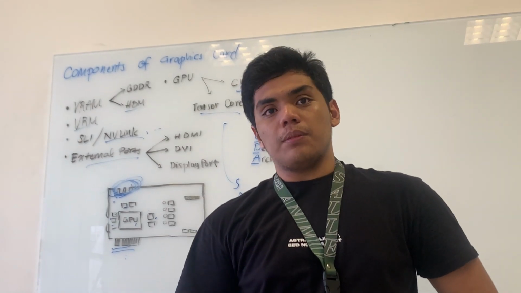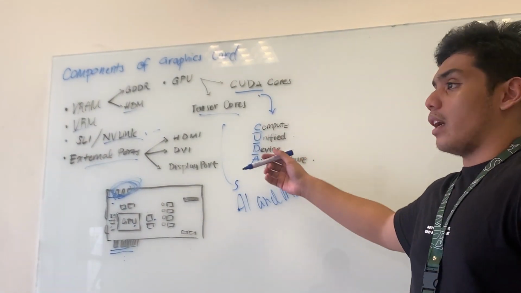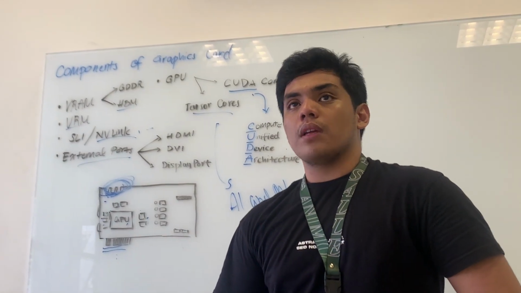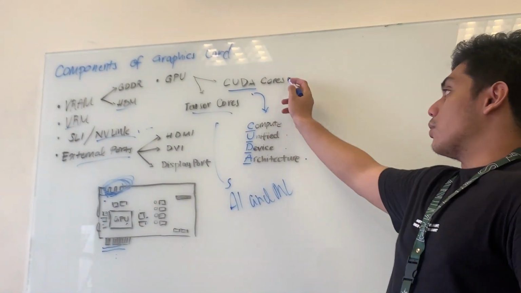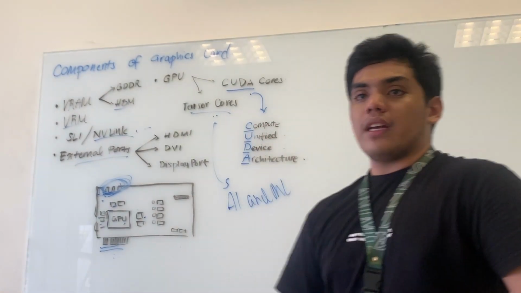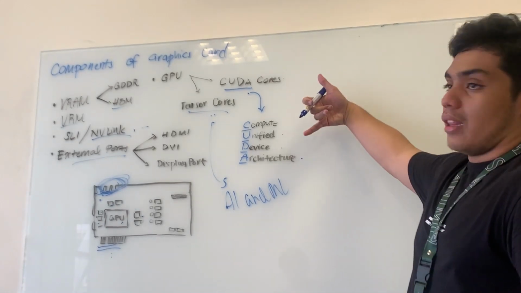Depending on the NVIDIA GPU, these two types of cores exist in different numbers. In consumer GPUs, there are a lot more CUDA cores compared to tensor cores, but in NVIDIA's data center GPUs, we can see that there is a balance between these two cores.